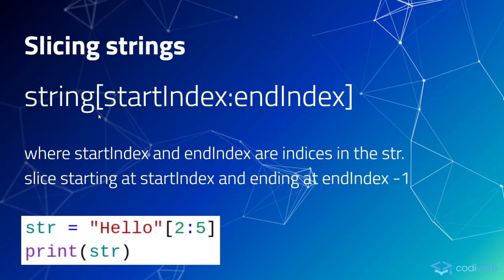So slicing strings has the same syntax that we have for lists. We specify a start index, then we have a colon, and we specify an end index. So we start at the start index and end at end index -1, same thing that we had for lists. So this is just an example. Based on what we learned with lists, what do you think this will print? You can pause the video and give it a go.